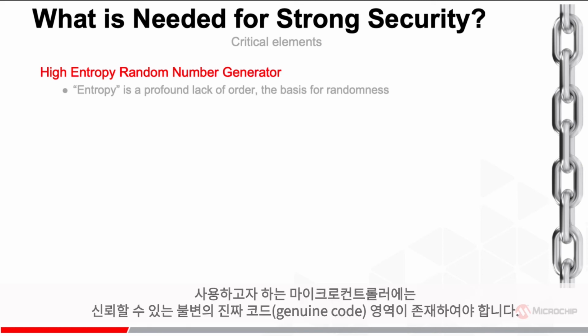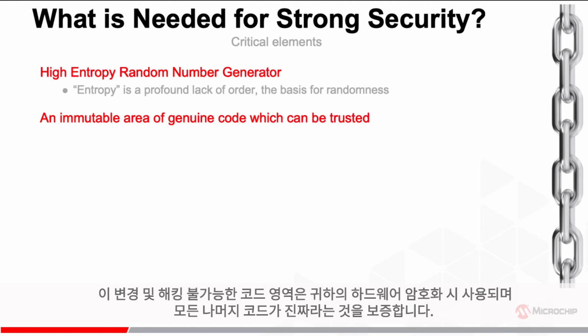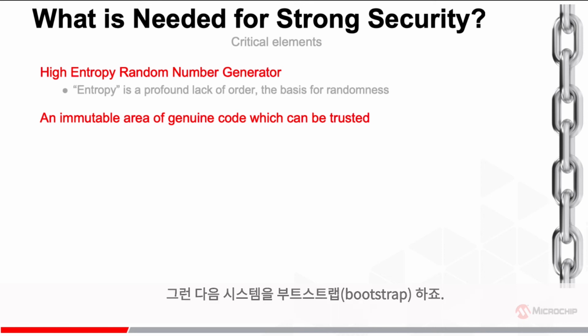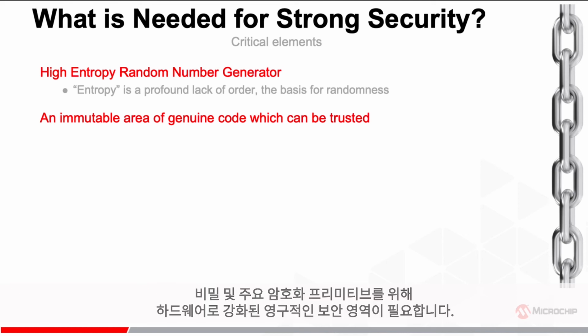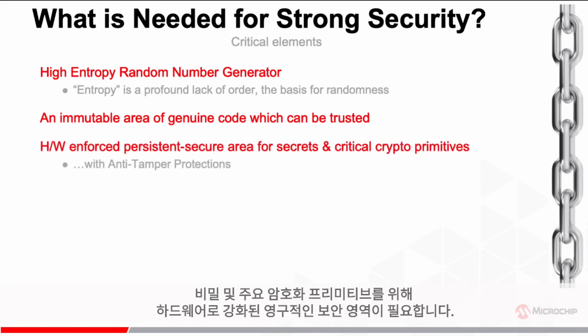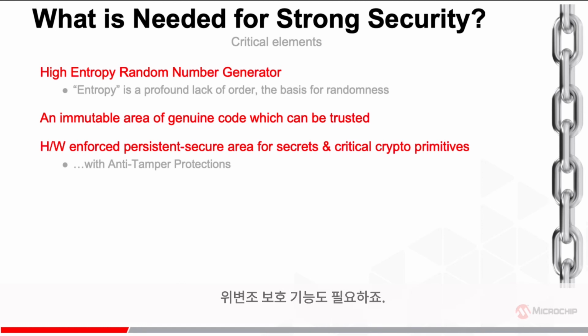Any microcontroller you decide to use needs an immutable area of genuine code which can be trusted. This unchangeable, unhackable area of code is relied upon to be used with your hardware cryptography to then assure all the remaining code is genuine, and then, and only then, do you bootstrap the system. You need a hardware-enforced, persistent, secure area for secrets and the critical crypto primitives, hopefully with anti-tamper protections.